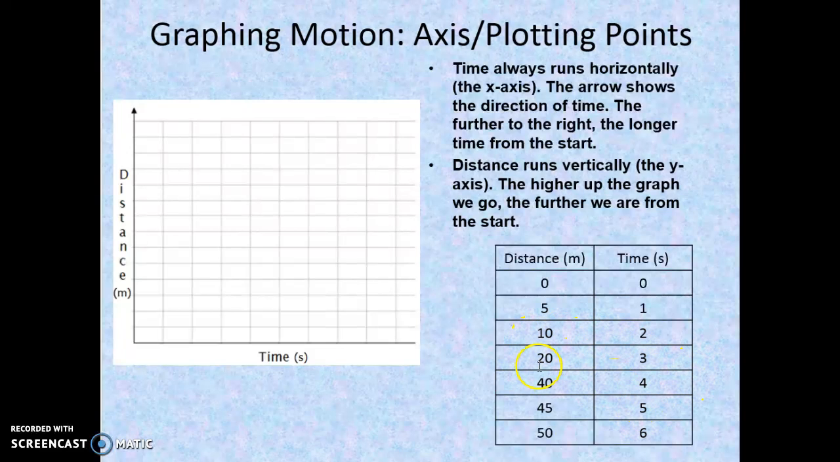And again, from 3 to 4 seconds, it doubled again. So it went from 20 all the way to 40 meters. So it traveled a total of 20 meters here in this 1 second time period.